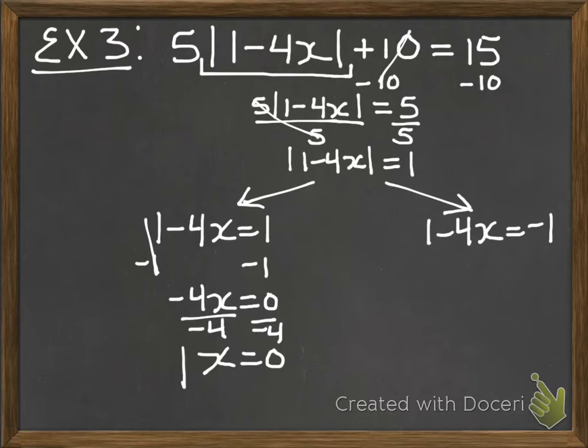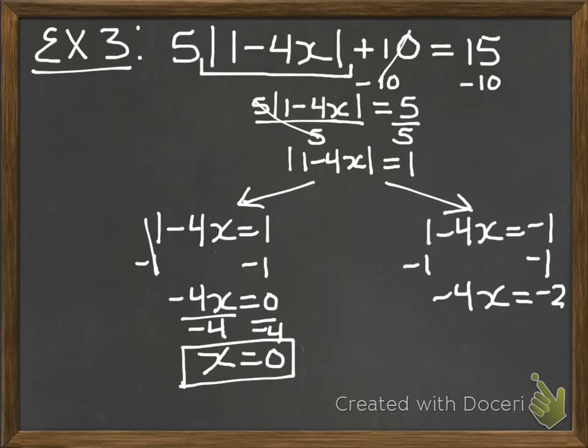My other solution, again, subtract 1 from both sides. I get that negative 4x equals negative 2. Divide both sides by negative 4, and I'm left with x could also equal positive 1/2.